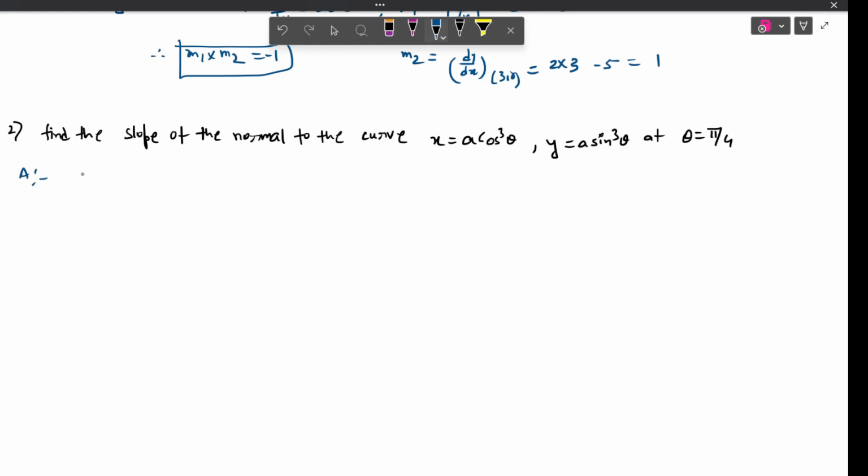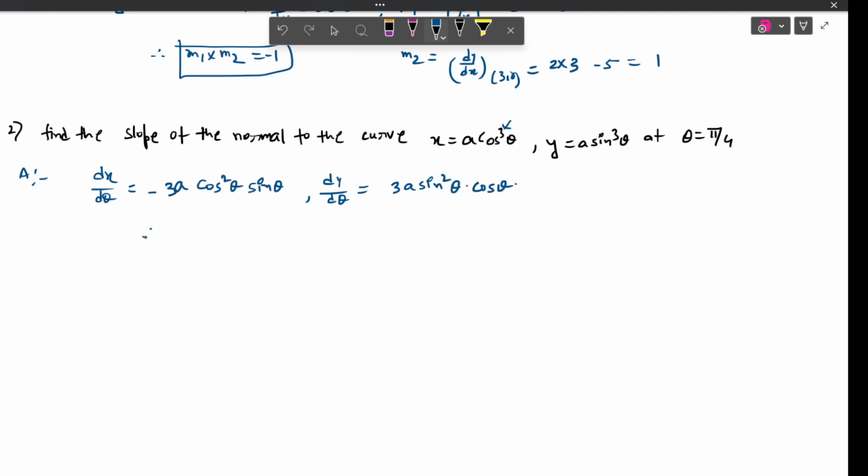This is in parametric form. So first of all, we have to differentiate x with respect to theta. So dx by d theta would be, this is a, for the power it would be 3 cos square theta, and for cos theta it would be minus sin theta. So minus 3a cos square theta sin theta. And differentiating y with respect to theta, dy by d theta should be 3a sin square theta, and for sin theta it would be cos theta.